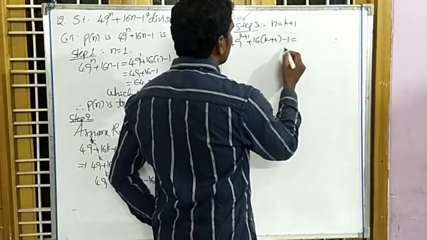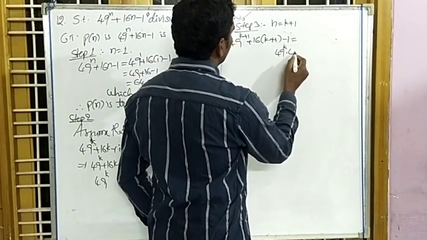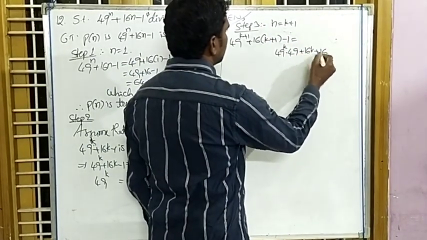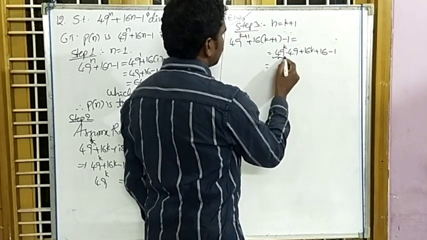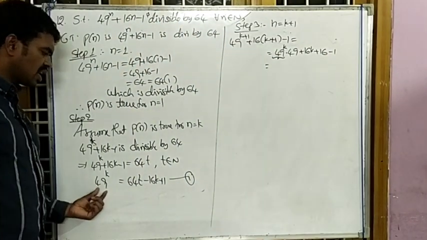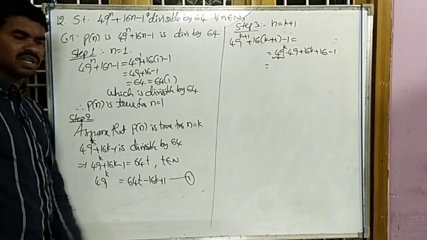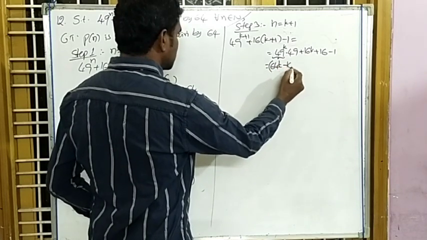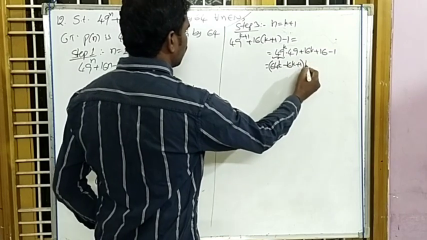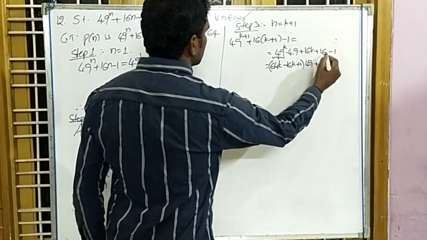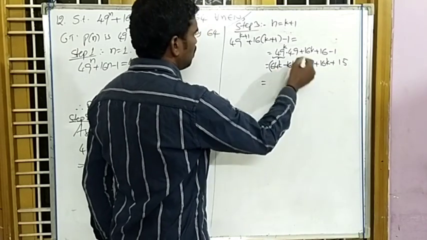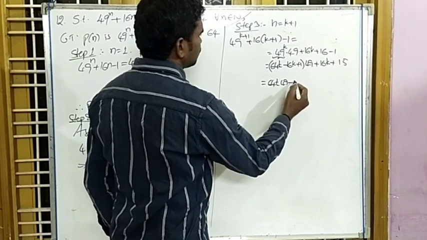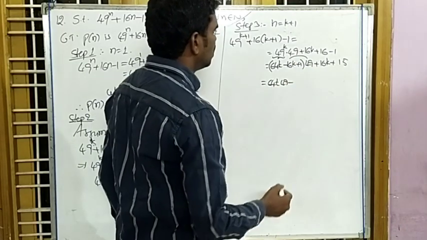So 49^(k+1) we can write as 49^k into 49^1. 16 into (k+1) reads as 16k + 16, and minus 1 as it is. So instead of 49^k I am writing 64t - 16k + 1, multiplied by 49, plus 16k as it is, plus 16 - 1 which is 15. So I am multiplying 64t into 49, minus 16k into 49. This you multiply definitely.